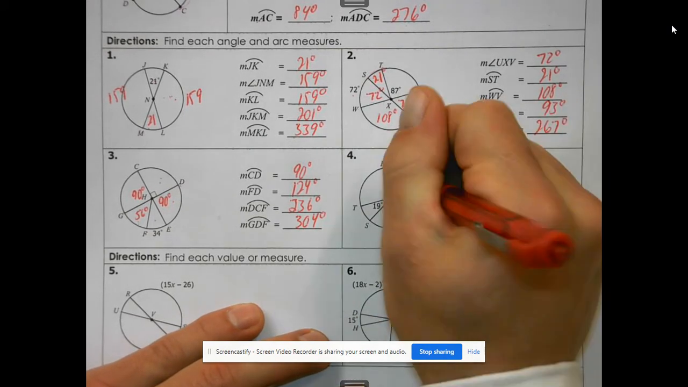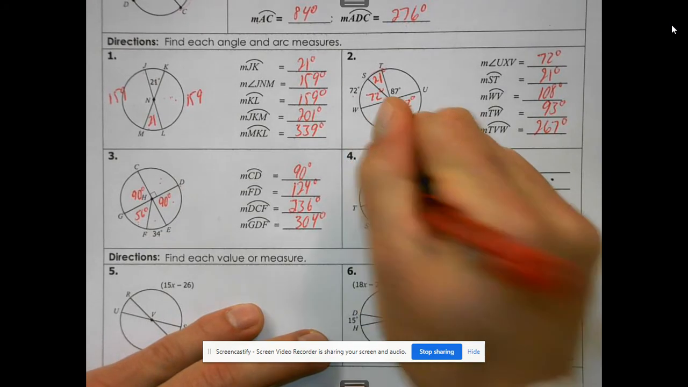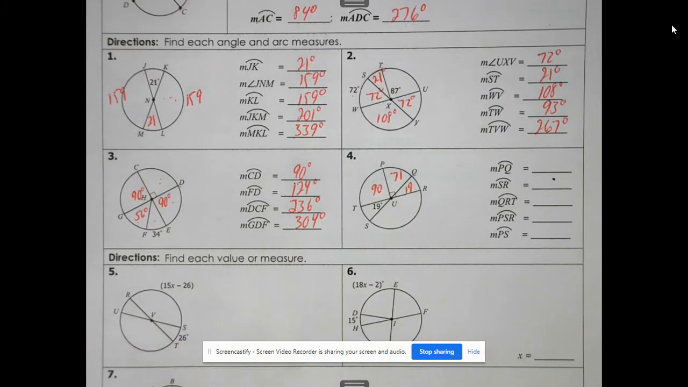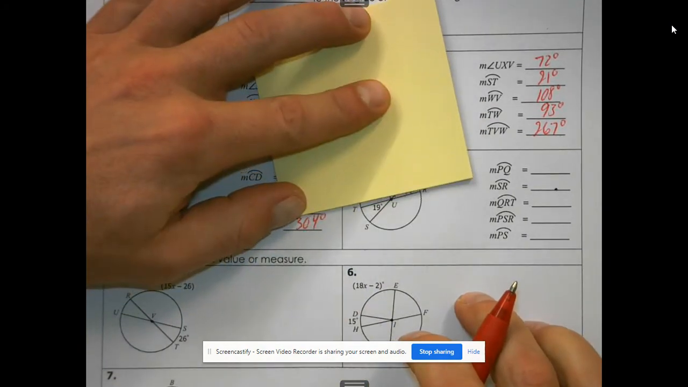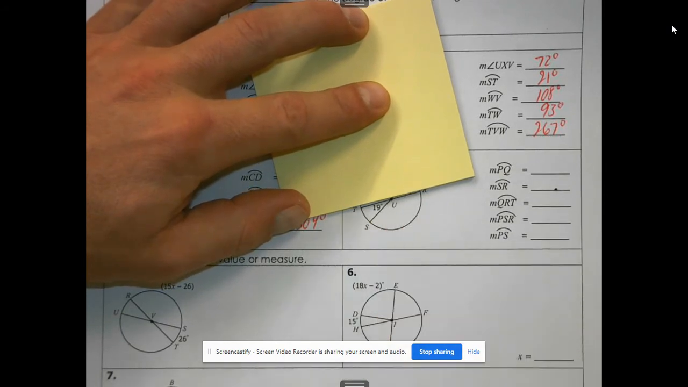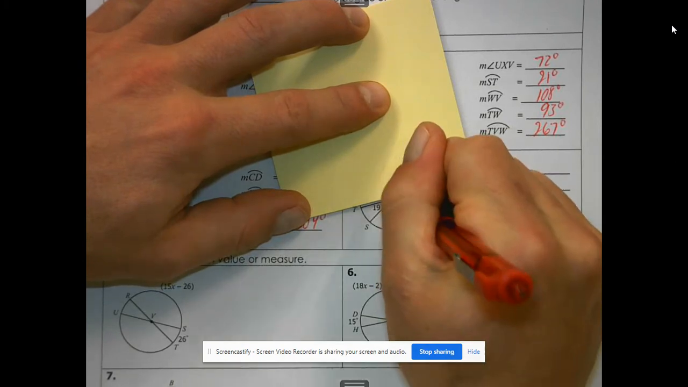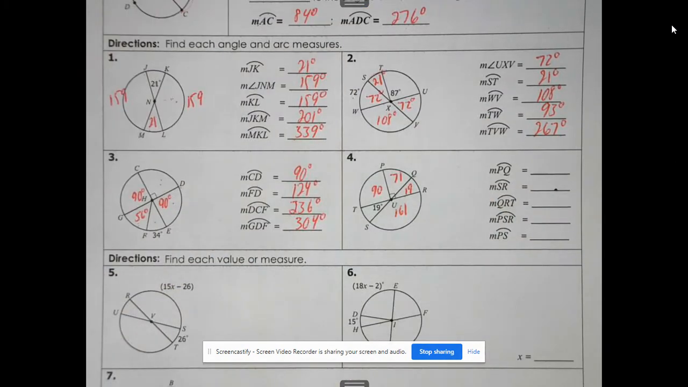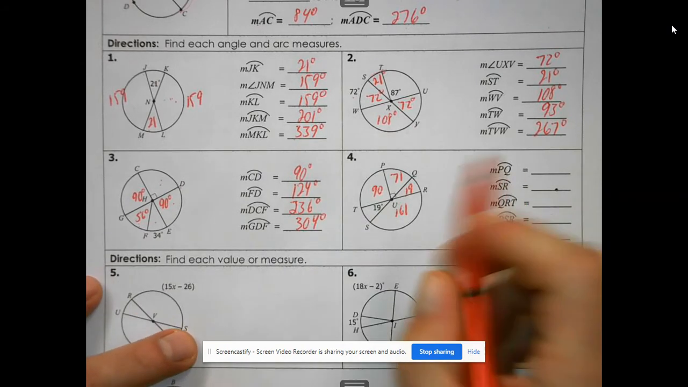That gives us 71 right here. I know that's a 90 right there. I have a straight line right here, right? These two add up to 180. So if I take 180 minus that 19, that's going to give me 161. Answer the questions. Measure of arc P to Q, 71.